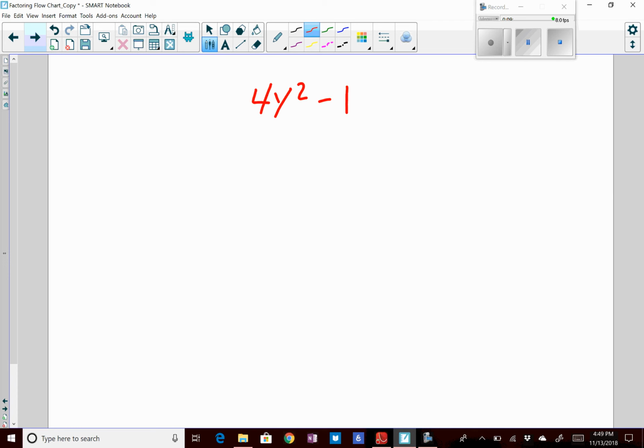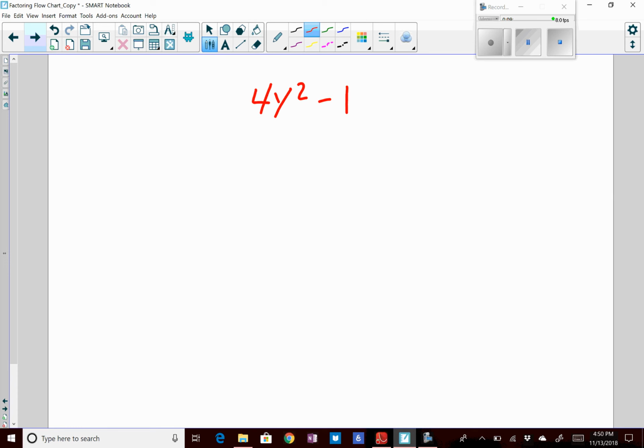Here we have something that looks a little bit different. We are going to check if there's a GCF that we could factor out, and there isn't anything in common here. So we take a look. We have 2 terms going down the flow chart. That brings me to the binomial, so I have to look and see if we have the difference of 2 squares.